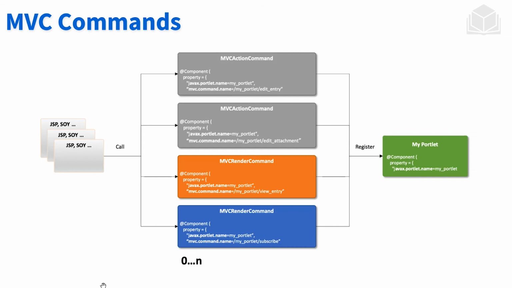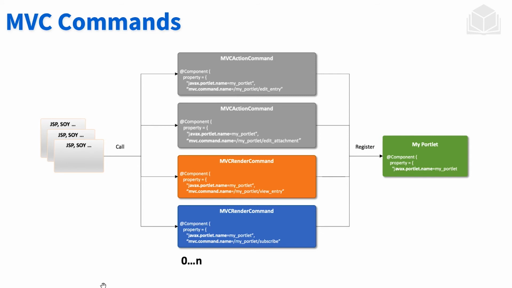Now let's take a look at how this works, full picture. So on the JSP side, we'll have something like a portlet URL, render, action, or so on. Once that's invoked on the JSP side, it will then call a specific MVC command depending on what type of portlet URL it is, whether render or action.